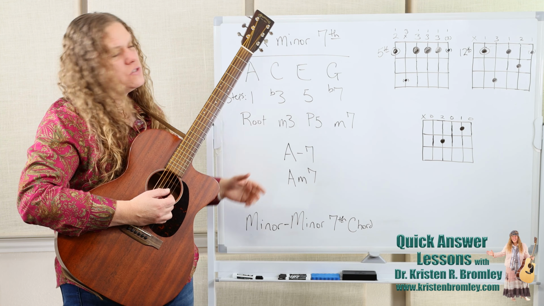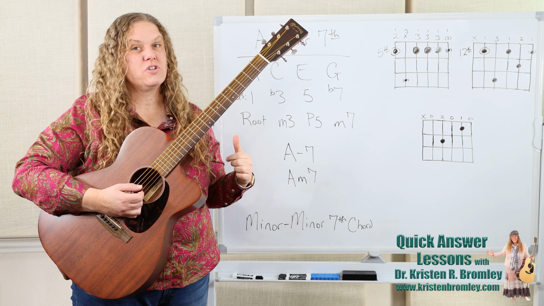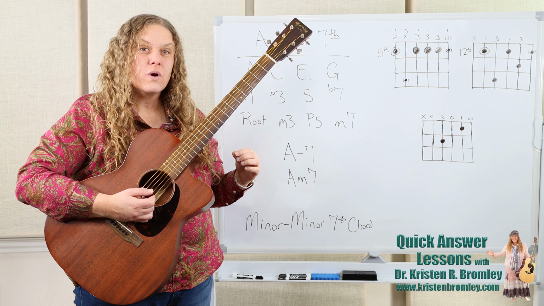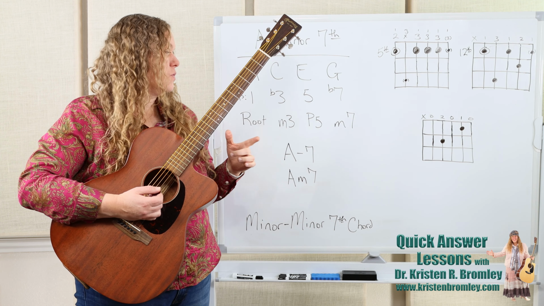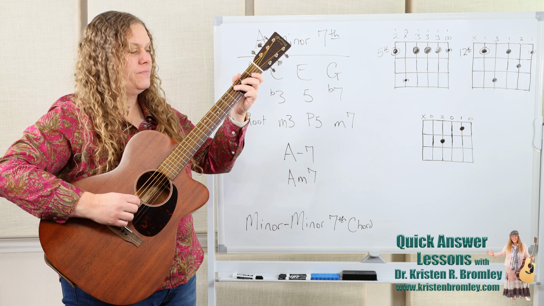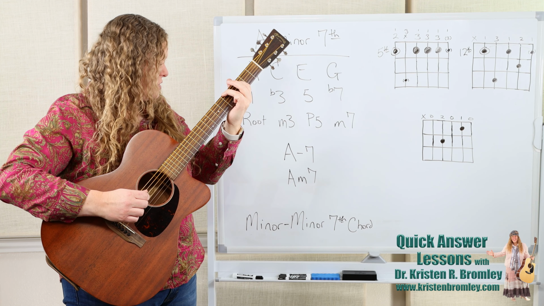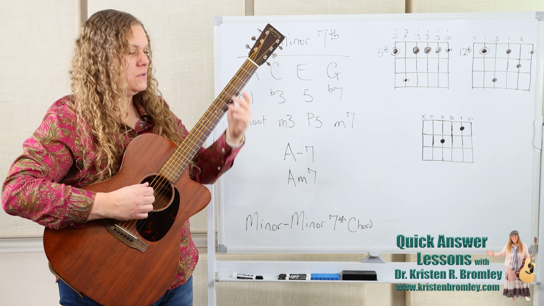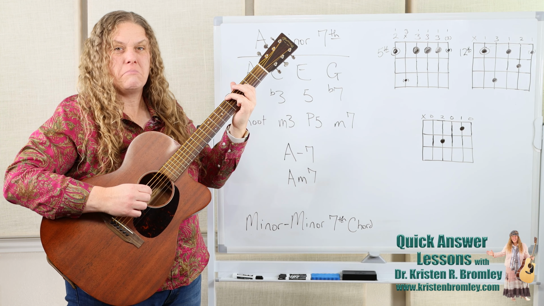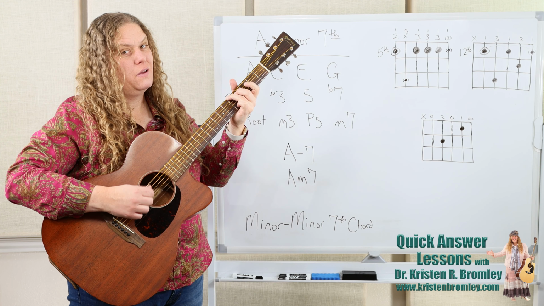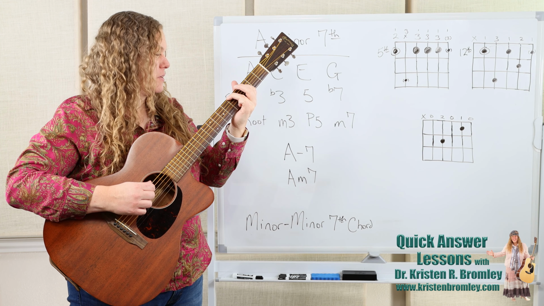Now, the A is known as a root. It's the starting pitch of the scale, and it's also the foundational pitch of the chord. It's the pitch that the chord is named for. The C is a minor 3rd interval above that. So that is what this first minor in the theoretical name of this chord is telling us. It's telling us it's a minor 3rd. And that's what makes the chord minor. If it was major, it would be a major chord, but it's minor.